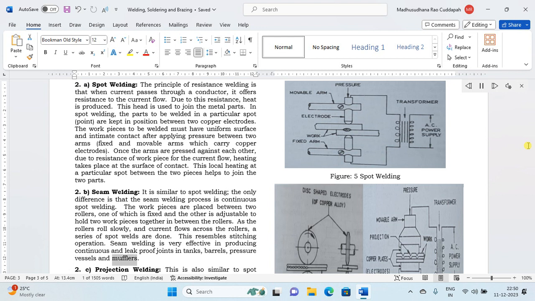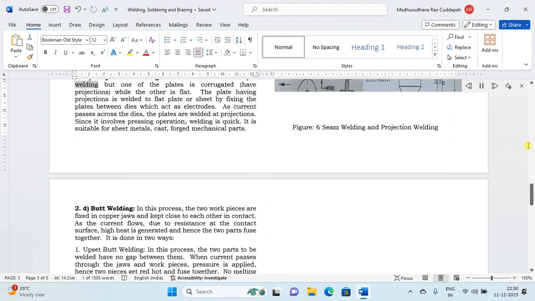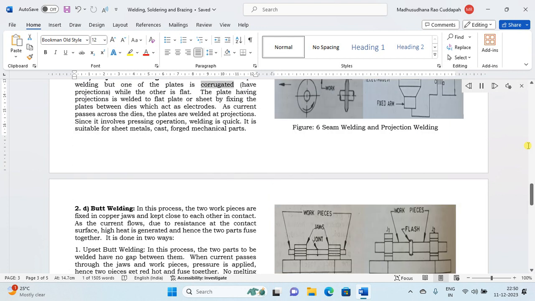and mufflers. 2c. Projection welding. This is also similar to spot welding, but one of the plates is corrugated, having projections, while the other is flat. The plate having projections is welded to the flat plate or sheet by fixing the plates between dies which act as electrodes. As current passes across the dies, the plates are welded at the projections. Since it involves a pressing operation, welding is quick. It is suitable for sheet metals, cast and forged mechanical parts.